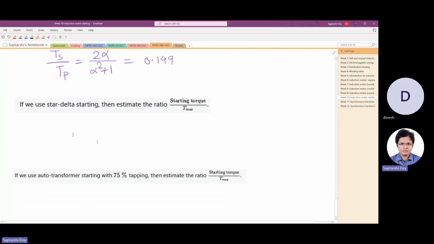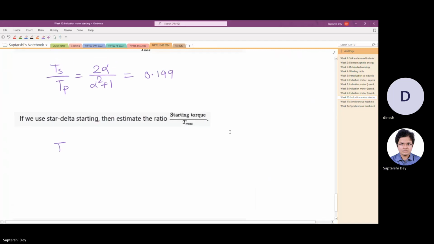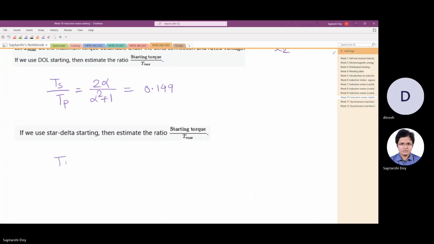If we use star delta starting, then estimate the ratio of starting torque by Tmax. See, if the starting is star delta, then, okay, starting torque by Tmax. Just a minute. It should be the same? No, just a minute. It's one third. One third. Yes.